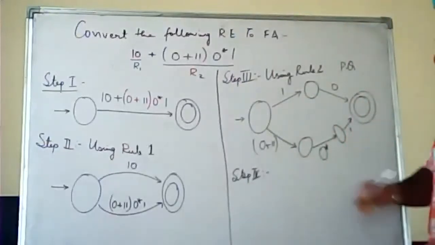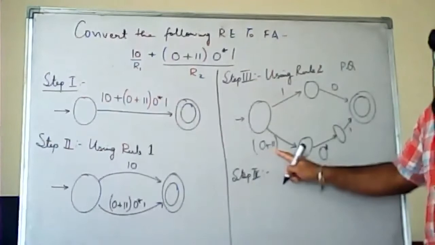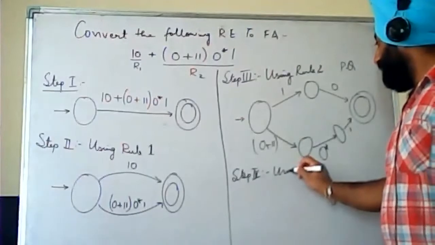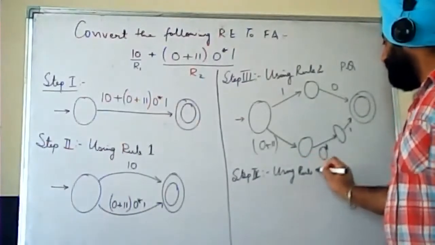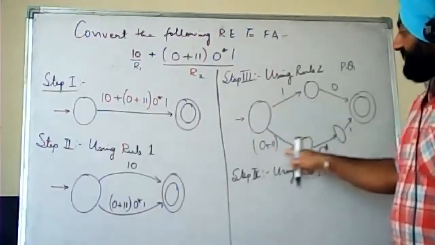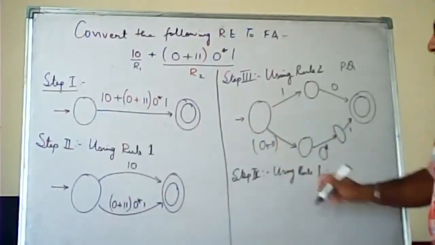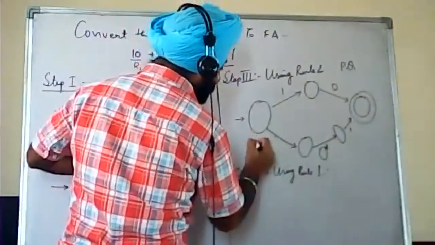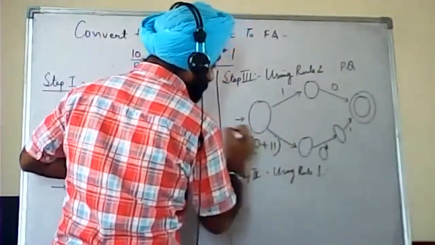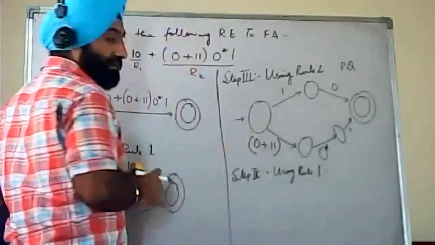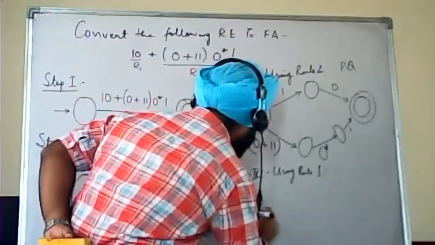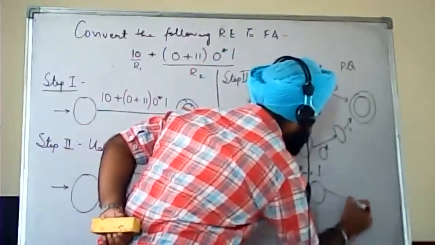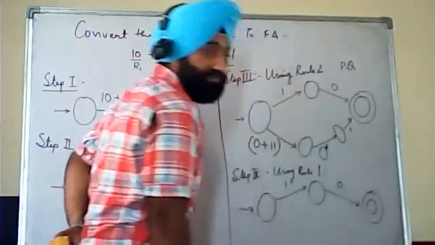Then we have step number 4. Step number 4 is for 0 plus 1 1. So again you need to apply rule number 1 to this section of the diagram, 0 plus 1 1. So how can you represent this? 1, when you have 0, your final state, right?